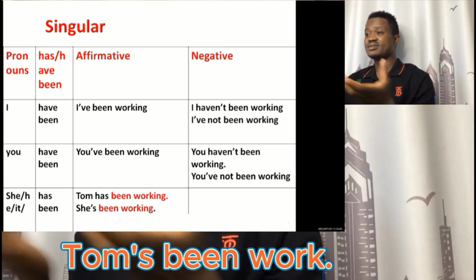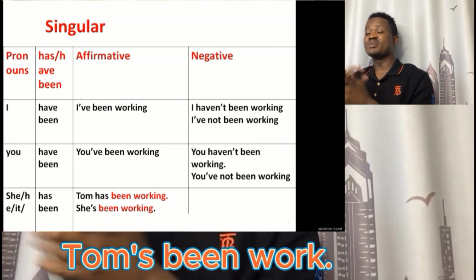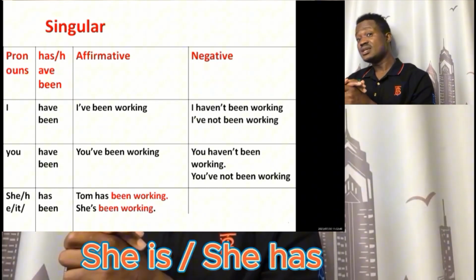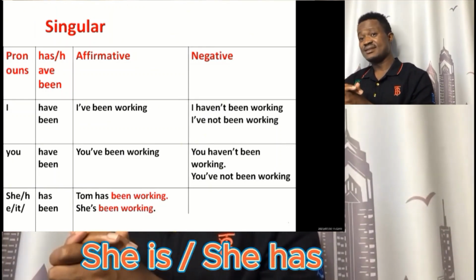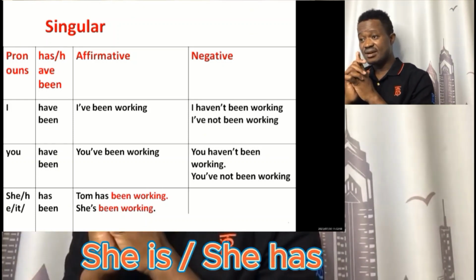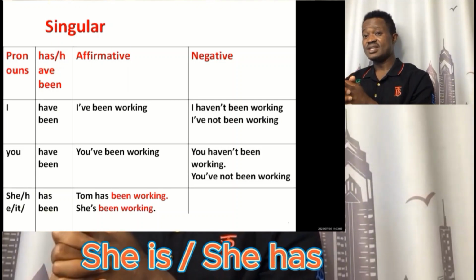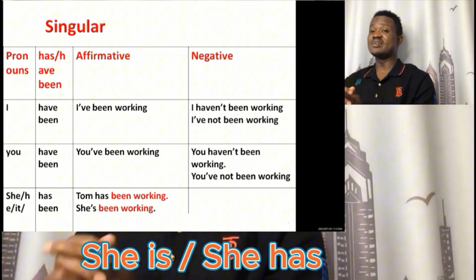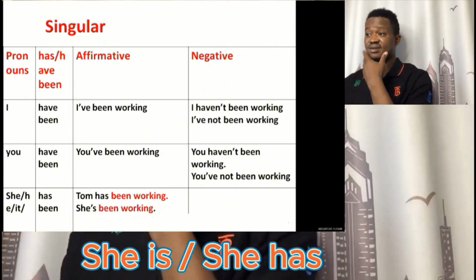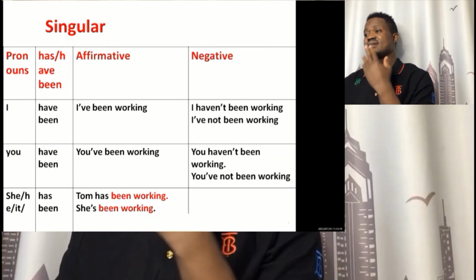In writing, some people also use Tom's been working, but you gotta know that this 's can be "she is" or "she has." It depends. Here it is "she has." Be careful about this contraction: she's is sometimes "she is," sometimes "she has," depending on context.